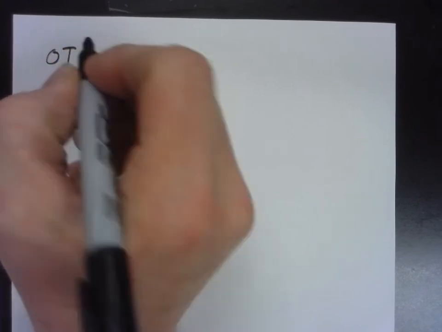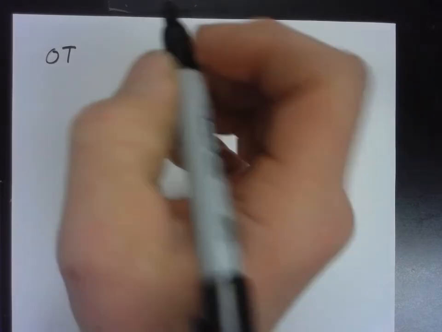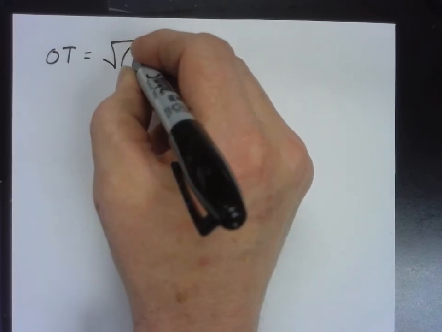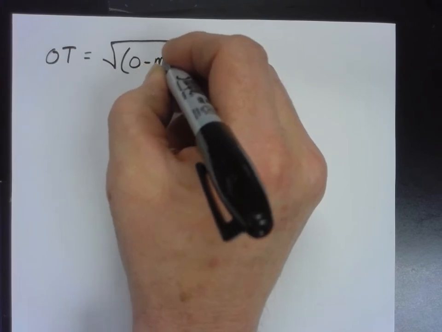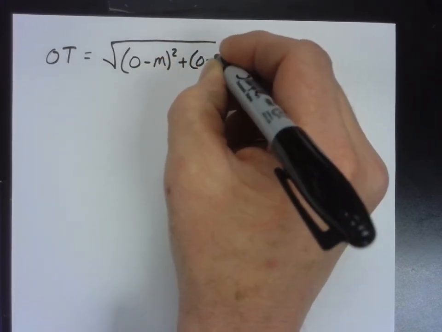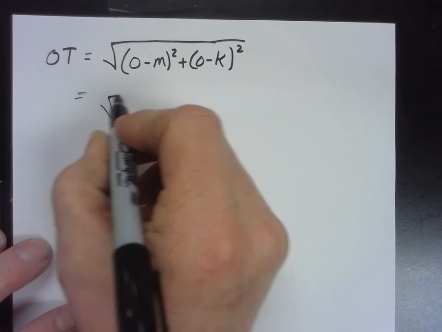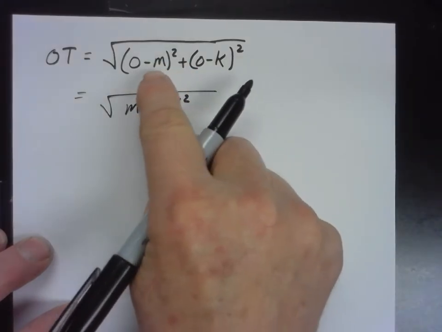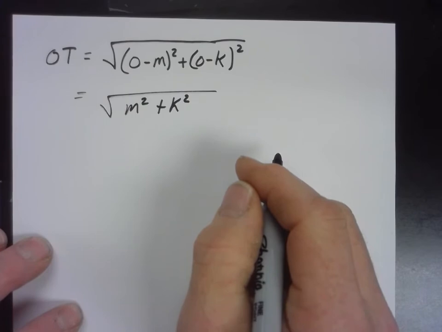Do you think that we could find the measure of OT? Can we figure out how long that one is? We can. We can use the distance formula. Okay, so, ready? 0 subtract M, squared, plus 0 subtract K, squared. Do you guys get how this just boils down to M squared plus K squared? Do I need to go through the whole thing again? Okay, we got that.